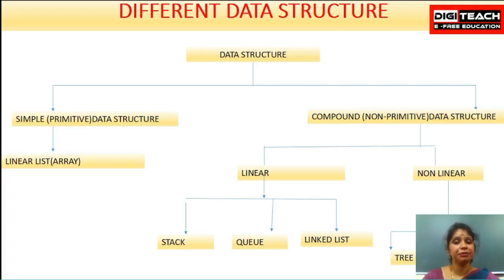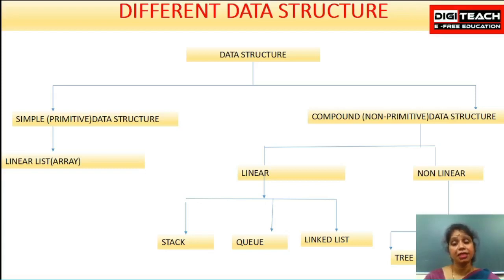This is a graphical representation of different types of data structures. That means data structures can be divided into simple data structures and compound data structures. Simple data structures are also known as primitive data structures, like linear list, that is also known as array. That means simple data structures are built from primitive data types, but compound or non-primitive data structures are built from simple data structures, right.